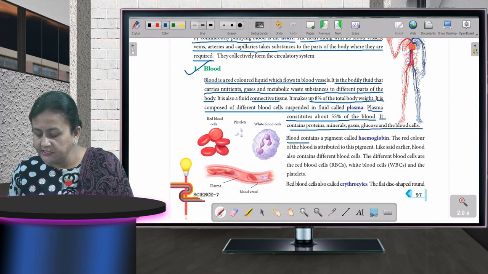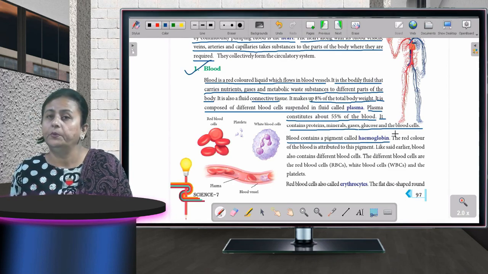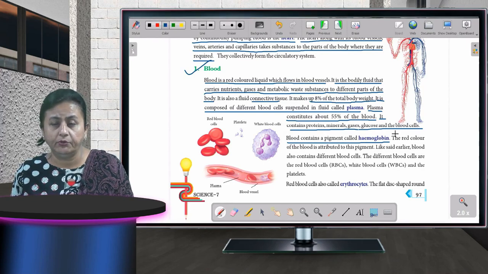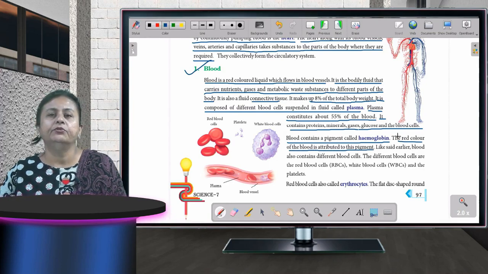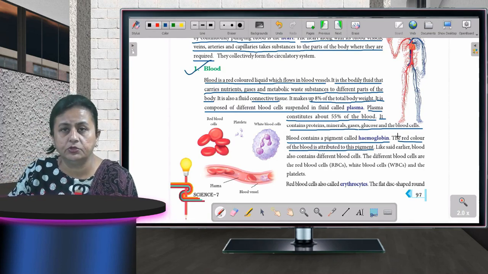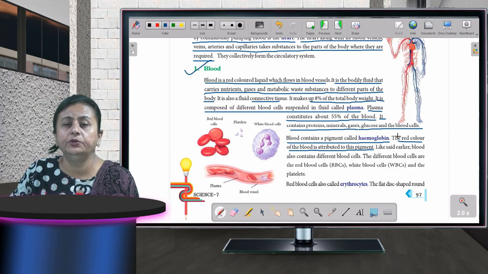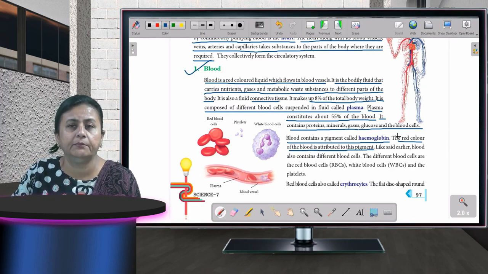Blood contains a pigment called hemoglobin. Okay, you must have heard of hemoglobin. The red color of the blood is attributed to this pigment. If our hemoglobin is low, we would be looking pale. Due to the presence of hemoglobin in our blood, the blood seems to be red.